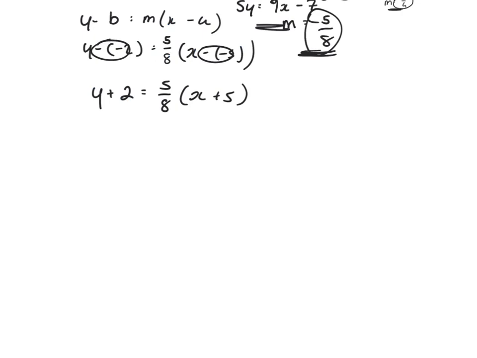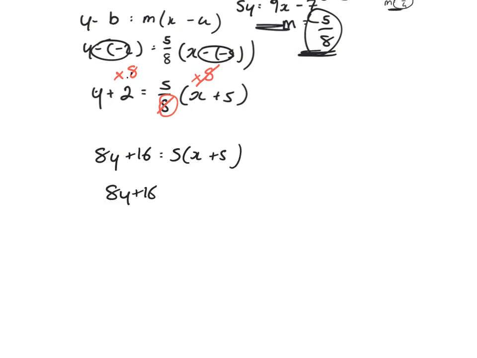What's causing awkwardness this time is the divide by 8, so multiply both sides of the equation by 8. That divide by 8 and times by 8 will then cancel out. But I do it to this side as well. Y times 8 is 8y. 2 times 8 is 16, is equal to 5 bracket x plus 5.